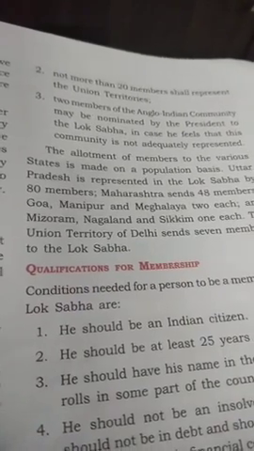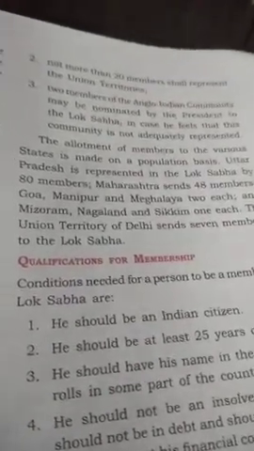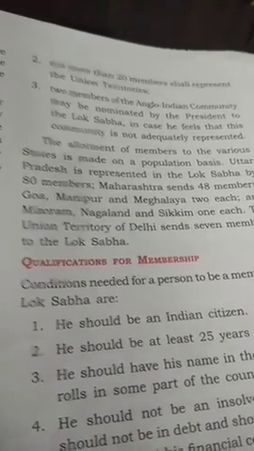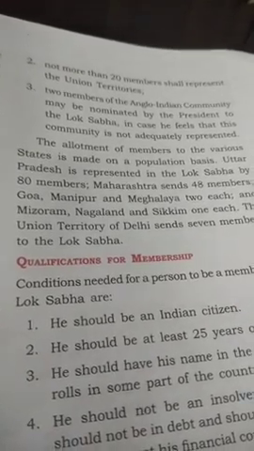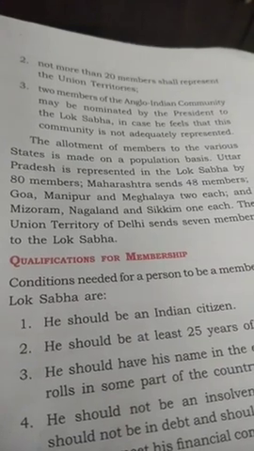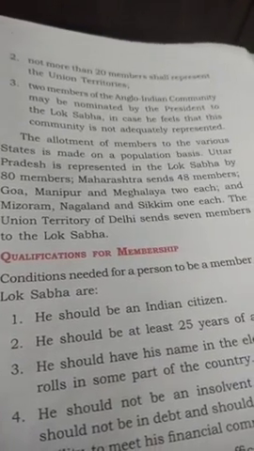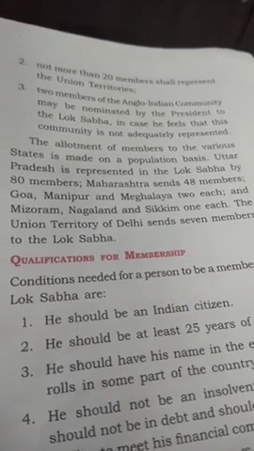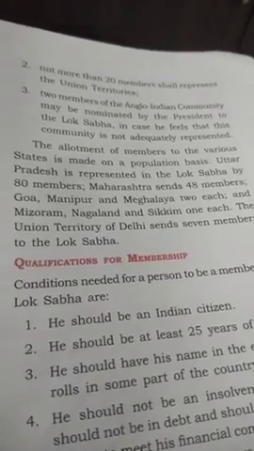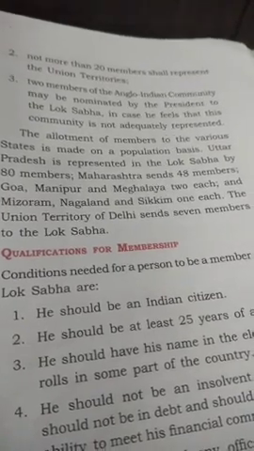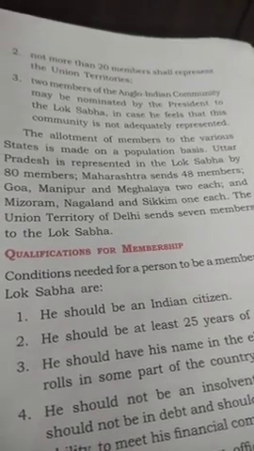The allotment of the members to the various states is made on the population basis. Suppose Uttar Pradesh is represented in the Lok Sabha by 80 members and Maharashtra by 48 members. These are the bigger states. But Goa, Manipur, Meghalaya, the smaller states, send fewer members to the Lok Sabha.